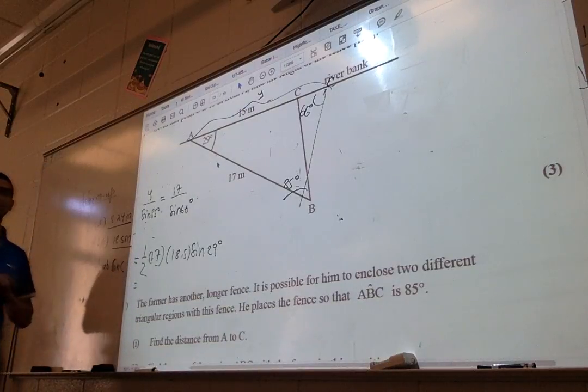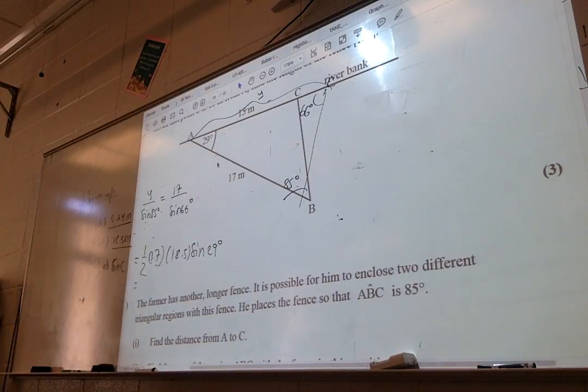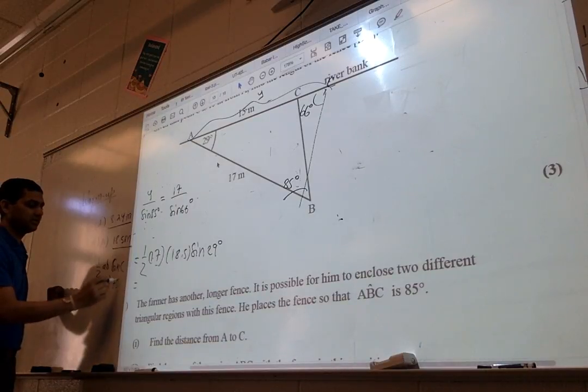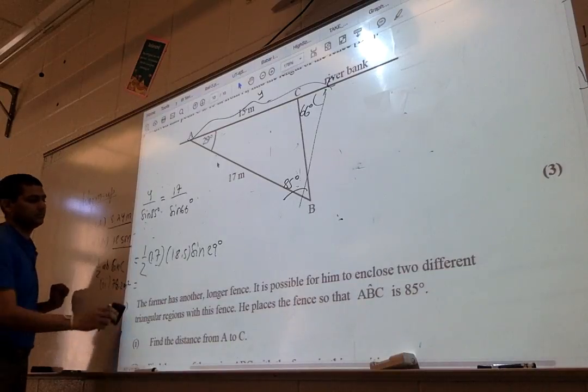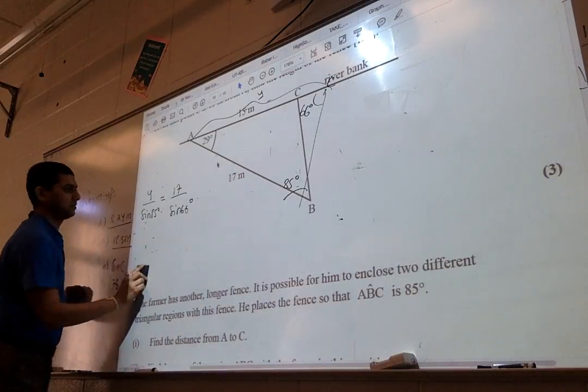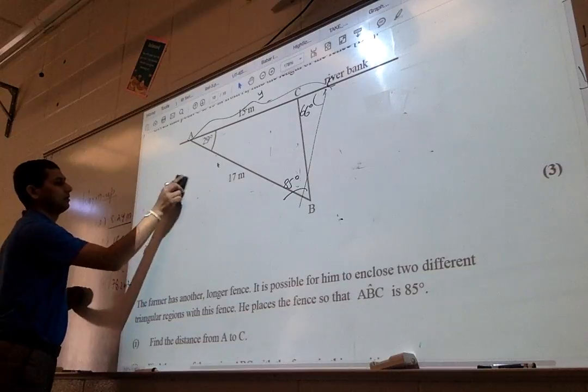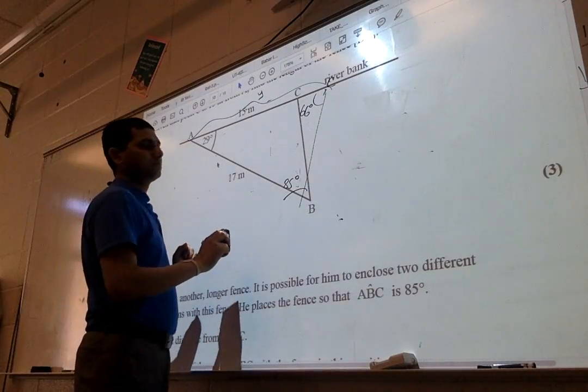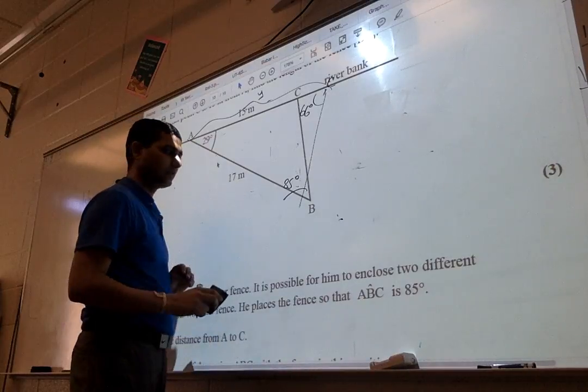That gives you what? 76.2 meters squared. Don't forget the units. Meters squared. 76.2 meters squared. Are we good so far? Okay.